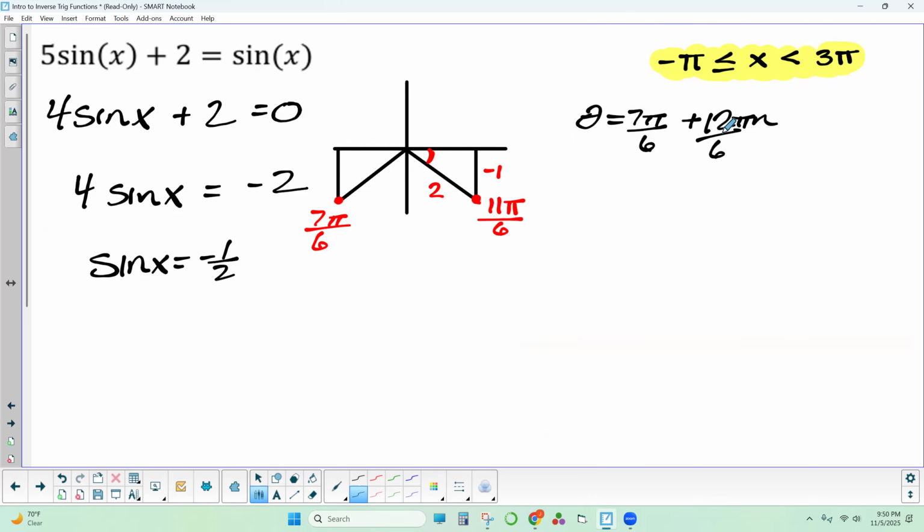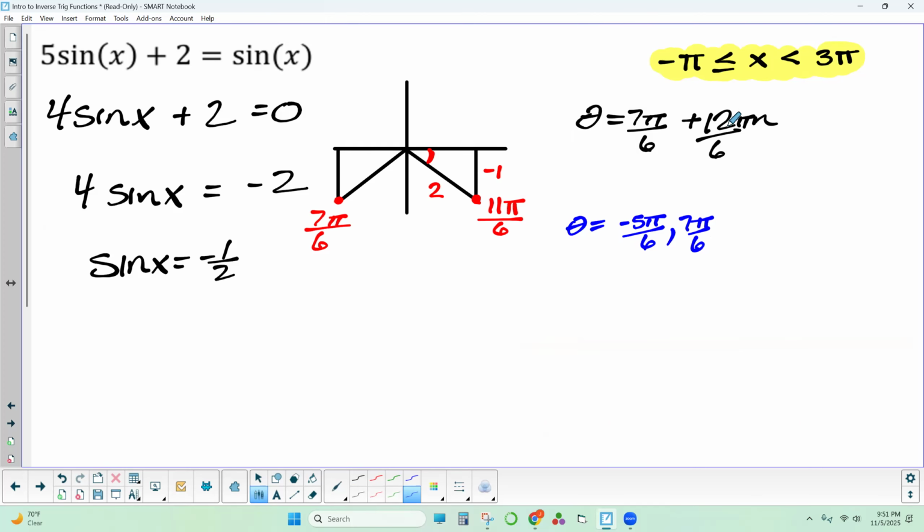So if I subtract 12 pi over 6 from 7 pi over 6, that's going to give me negative 5 pi over 6. There we go. All right, and if I subtract 12 pi over 6 again, that's going to take me past negative pi, so I can't do that. I've got 7 pi over 6 as a solution.